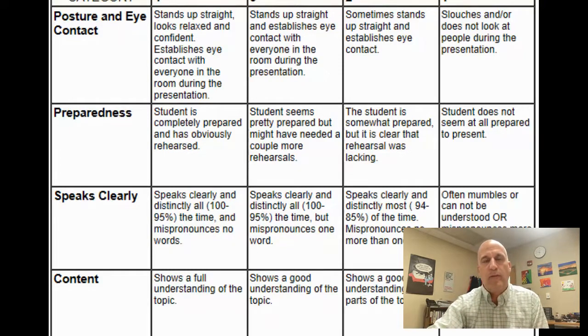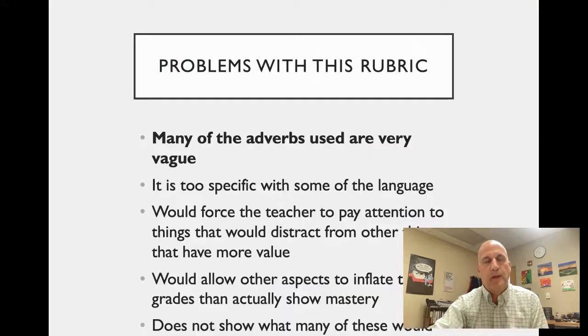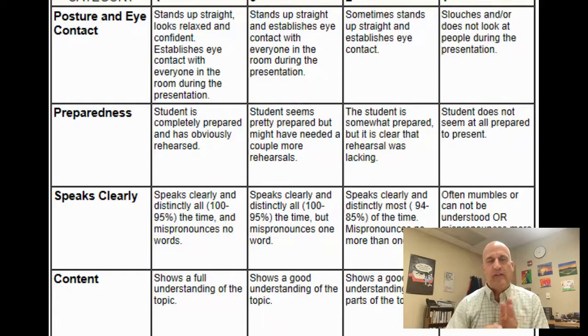Here are some of the problems with this particular rubric. The first one is that many of the adverbs that are used are very vague. So let me explain what I mean by this. If you look at preparedness specifically under the category, and you walk with me here through 4, 3, 2, and 1, it says student is completely prepared, student seems pretty prepared, student is somewhat prepared, and student does not seem at all prepared. So the question becomes, how do we measure these adverbs?